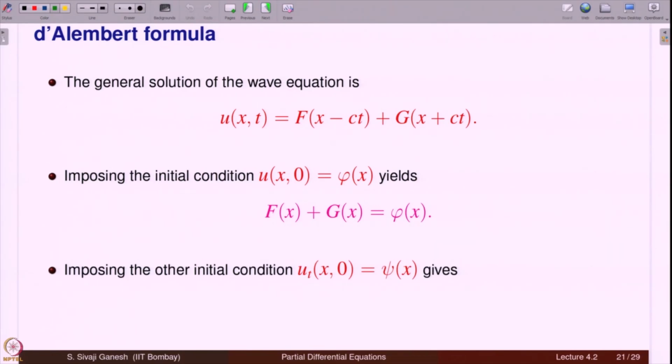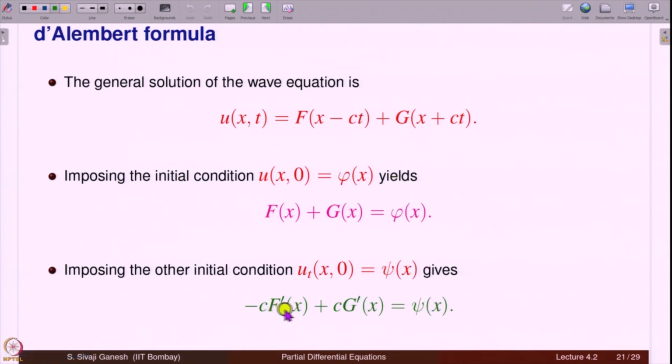Now, we have another initial condition, that is u_t(x,0) is psi(x). So, differentiate this equation with respect to t and then put t equal to 0. If you differentiate this with respect to t, what you get is f prime at (x minus ct) into minus c plus g prime at (x plus ct) into c, and when you put t equal to 0, what you have is minus c f prime(x) plus c g prime(x), that is equal to psi(x). Therefore, you have this.